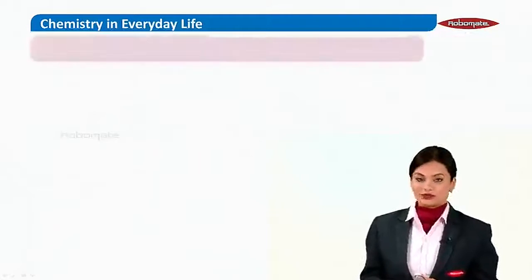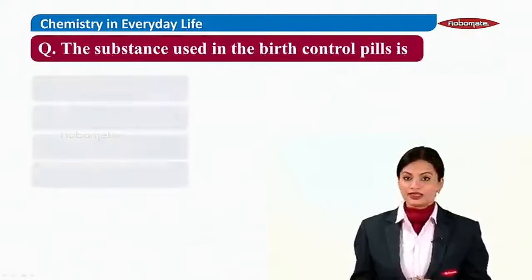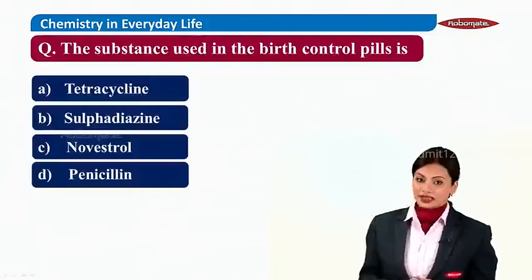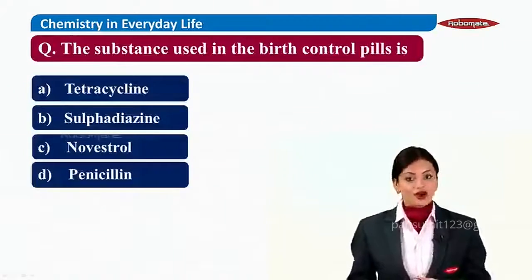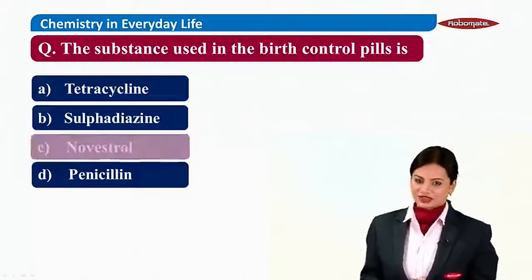The second MCQ we come to is, the substance used in birth control pills, is it tetracycline? Is it sulfadiazine? Is it novestrol? Or is it penicillin? Well children, the answer is novestrol.